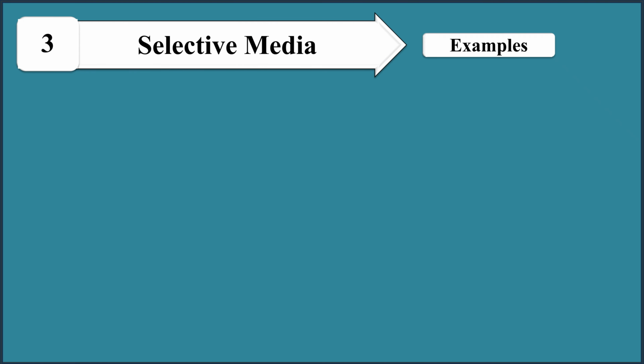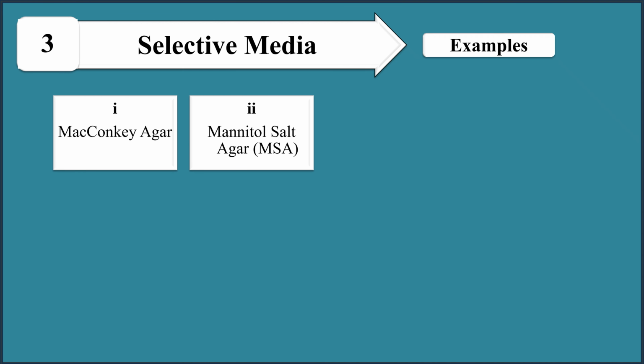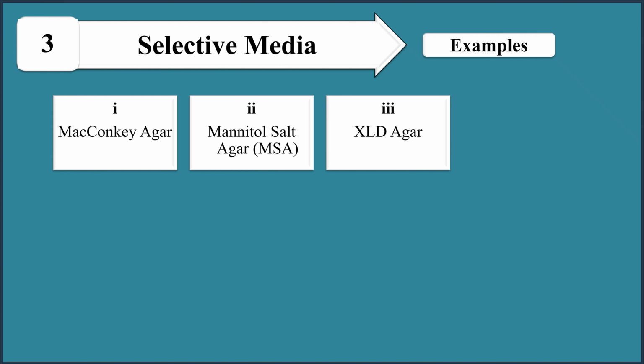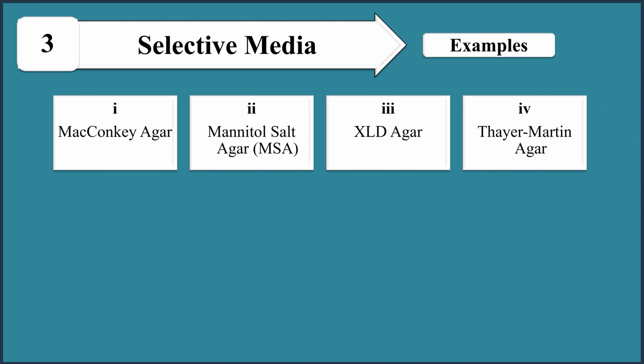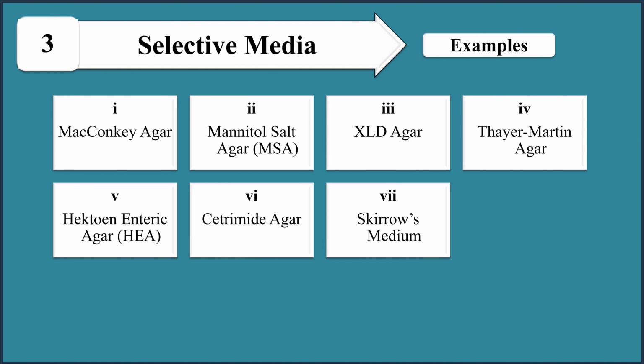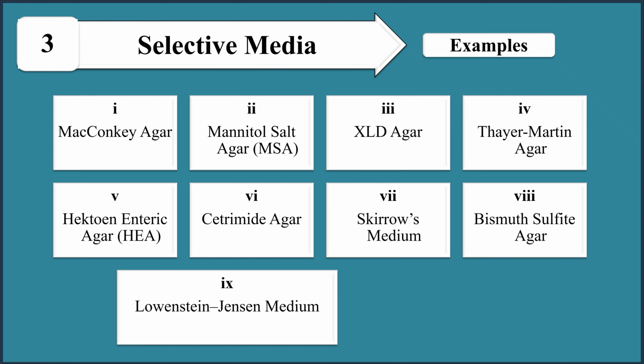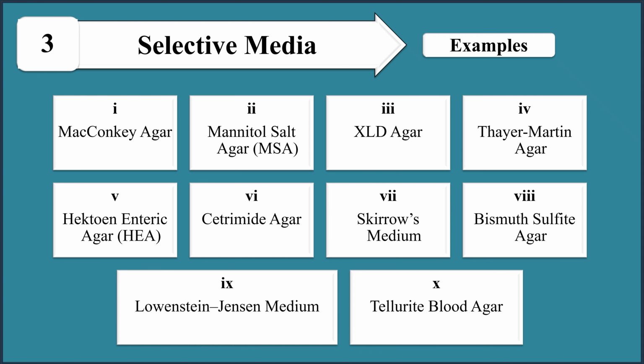Let's see the examples of the media that are used as selective media. These are MacConkey agar, mannitol salt agar, XLD agar, Thayer-Martin agar, Hektoen enteric agar, cetrimide agar, sucrose medium, bismuth sulfite agar, Lowenstein-Jensen medium, and tellurite blood agar.